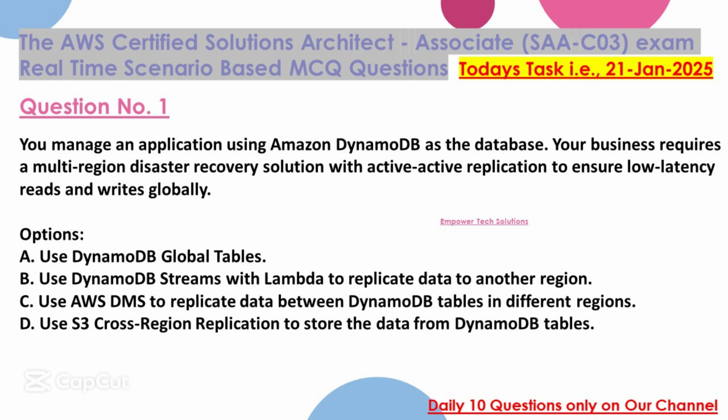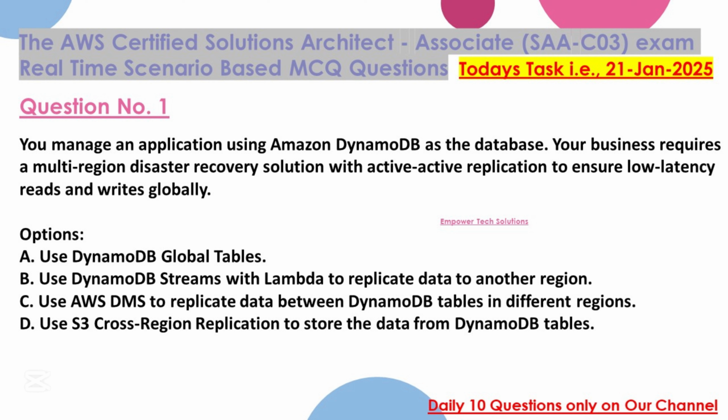You manage an application using Amazon DynamoDB as the database. Your business requires a multi-region disaster recovery solution with active-active replication to ensure low-latency reads and writes globally. Options: A. Use DynamoDB global tables.